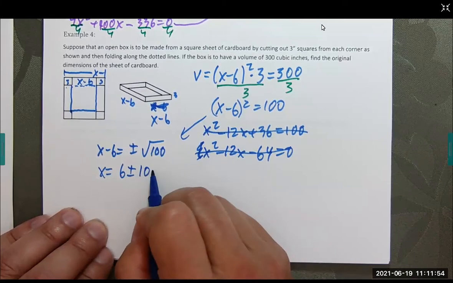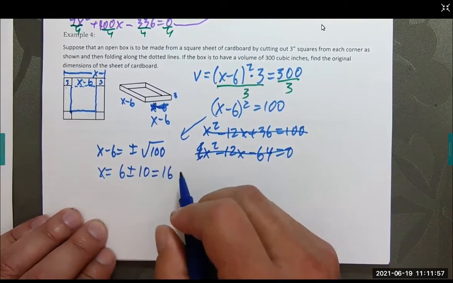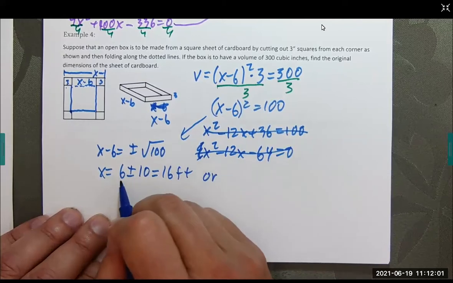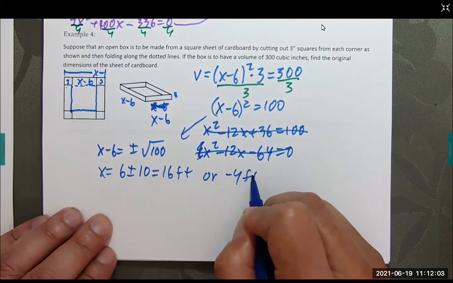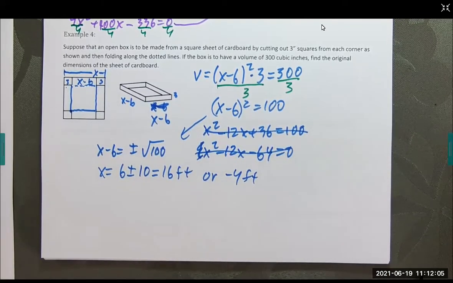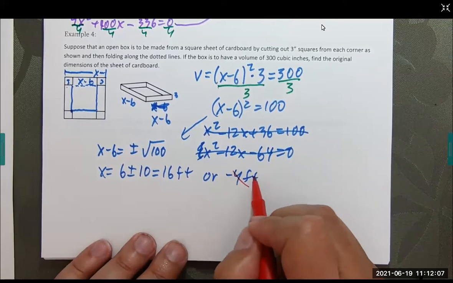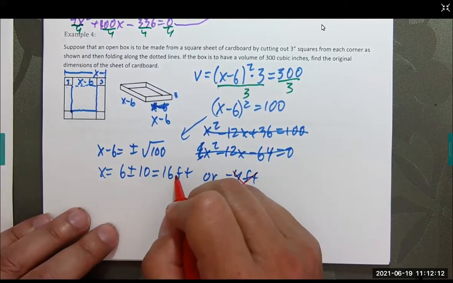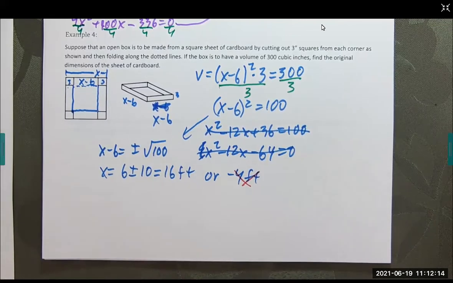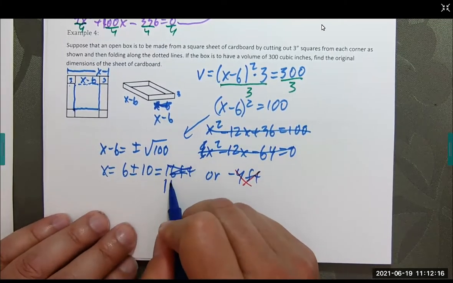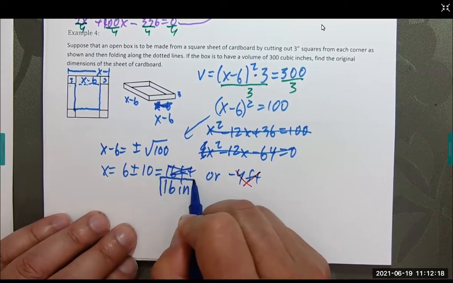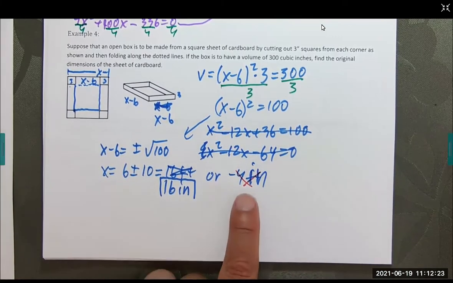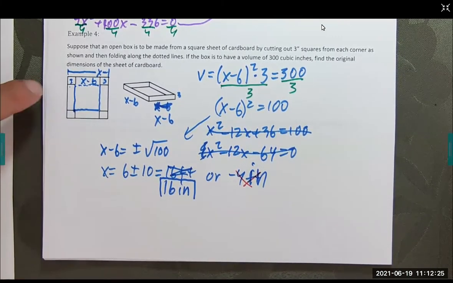So this is going to give us 16, or 6 minus 10 is negative 4, which doesn't make sense. Oh, these are inches. So 16 inches. Negative 4 inches doesn't make sense in the context of what we're doing.